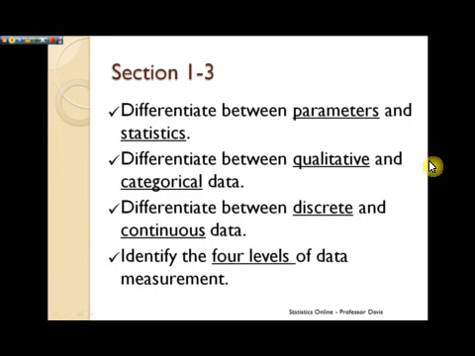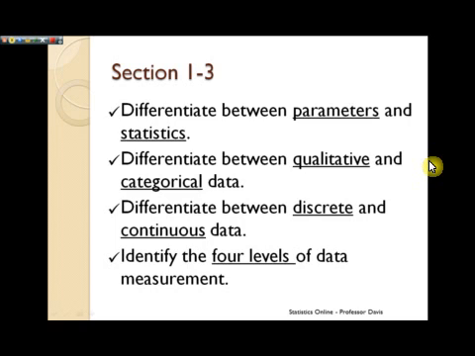First, we want to be able to differentiate between parameters and statistics. Let me just say briefly, parameters are numerical measures associated with populations. Statistics are numerical measures associated with samples. So parameters are paired with populations. Statistics are sample information.